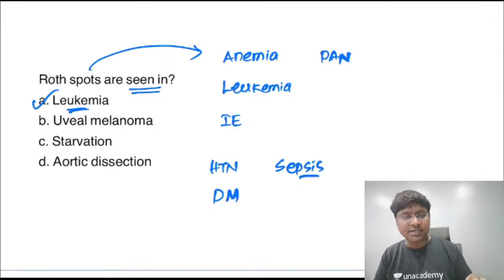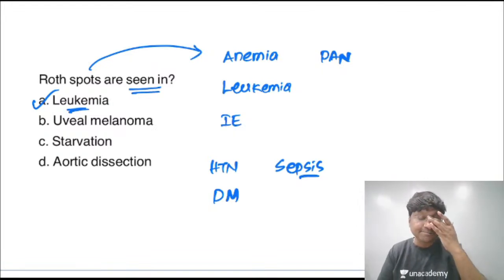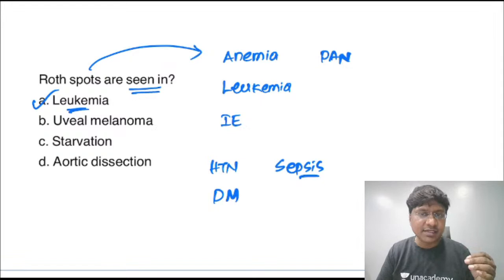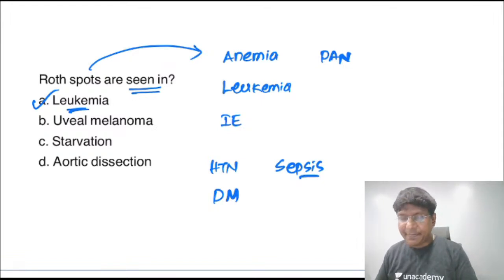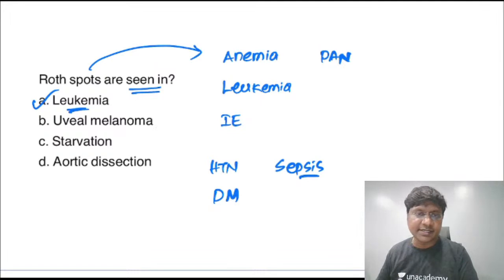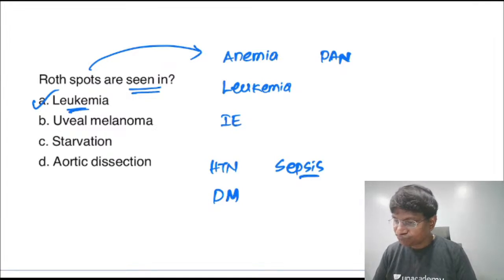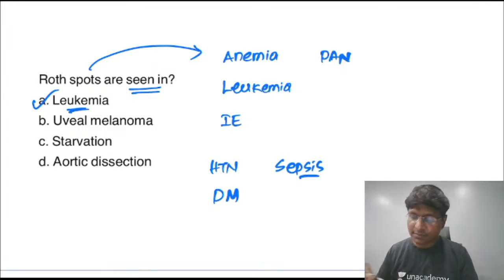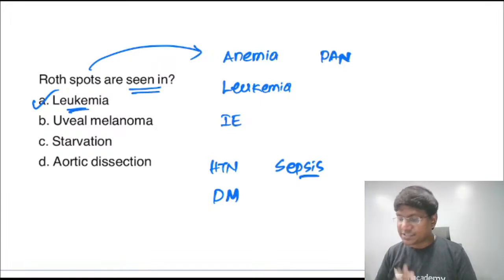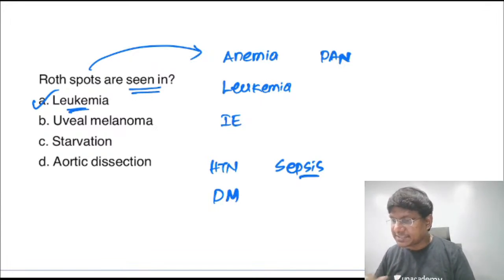What is it that we learn until now? We see Roth spots in infective endocarditis. What are these? These are nothing but retinal hemorrhages. Apart from infective endocarditis, these are all the other conditions where you can have Roth spots. Roth spot is an immunological phenomenon. It is due to accumulation of antigen-antibody complex within the retinal artery. There can be retinal artery rupture causing retinal hemorrhage, causing this Roth spot. That is the mechanism of the Roth spot.